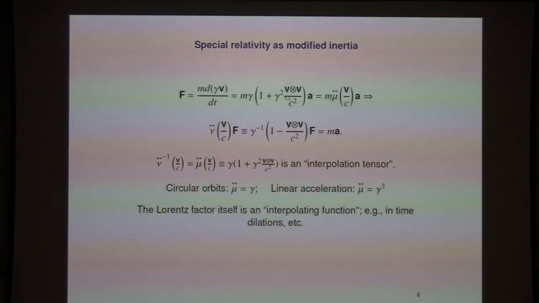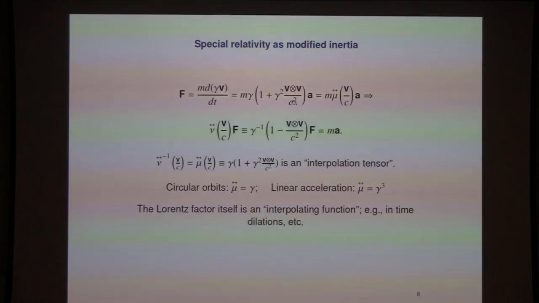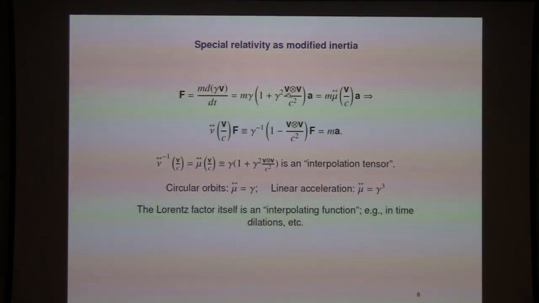Okay, so it's like introducing an interpolating function. In this case, of course, the modification hinges on velocity, not on acceleration, so the relevant interpolating function depends on velocity, and of course goes to one for velocities much smaller than the speed of light. It becomes very, very large for velocities close to the speed of light because of this gamma. So it's a MOND-like equation. You can also invert it to look like a QUMOND equation.